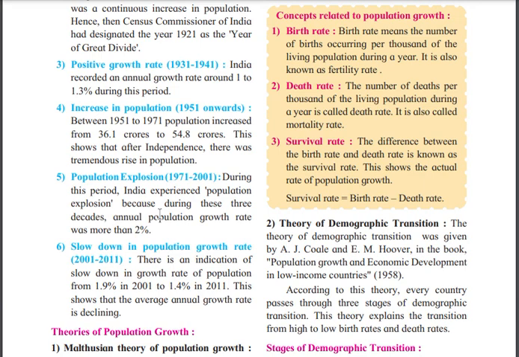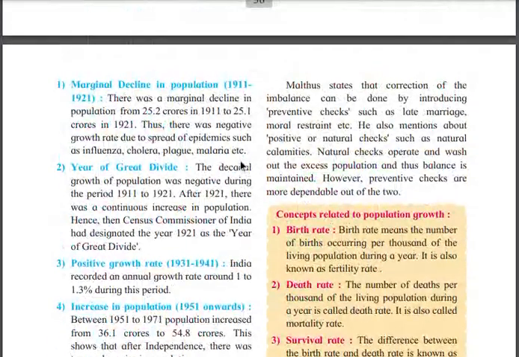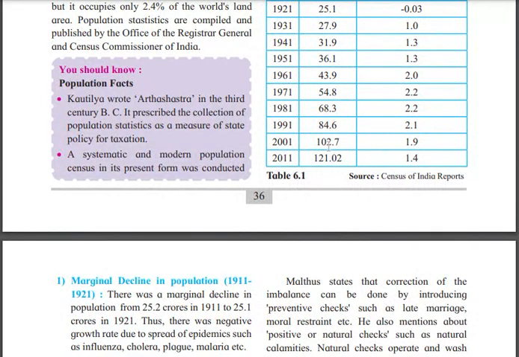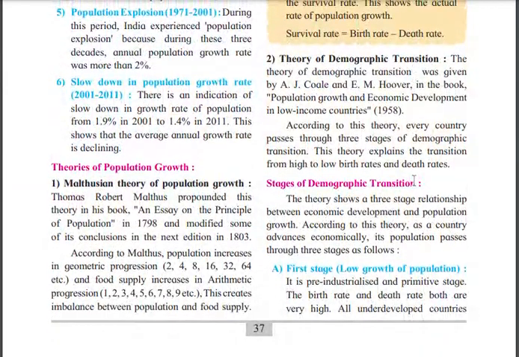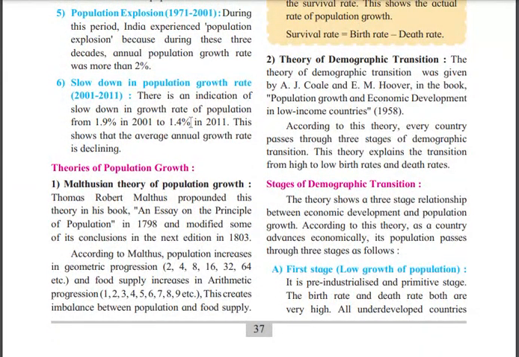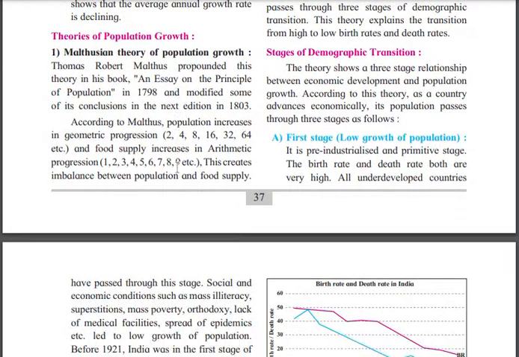And then slowdown in population growth rate, 2001 to 2011, there was a little bit of slowdown. If you see, there is a slowdown of the population growth percentage from 2001, it was declining, because people were educated. There is an indication of slowdown in the growth rate of population from 1.9 to 1.4, and this shows that the average annual growth rate is declining, right? So basically what we have learned, the trends in population, was totally based on that table of data.